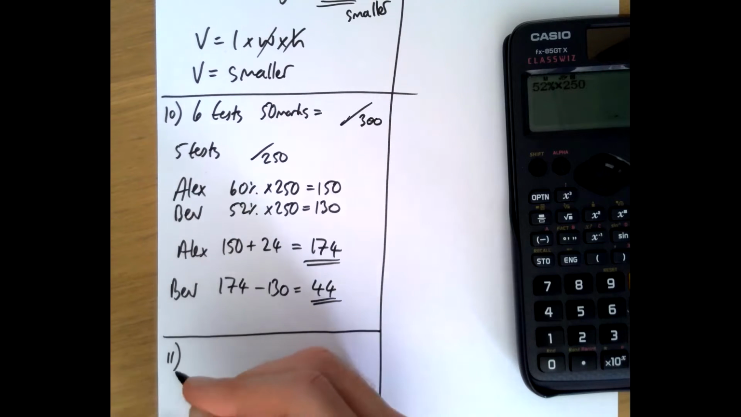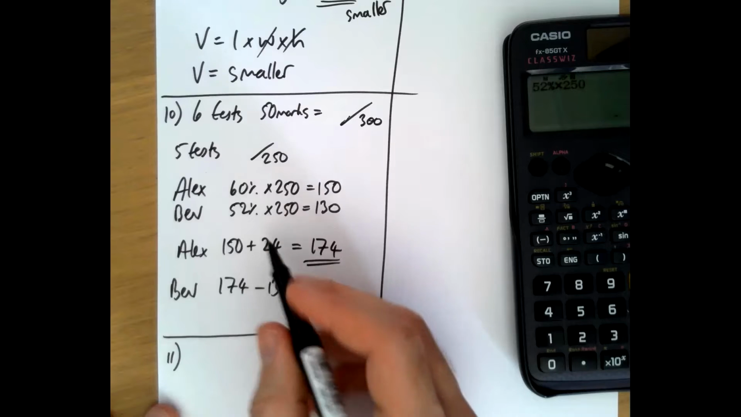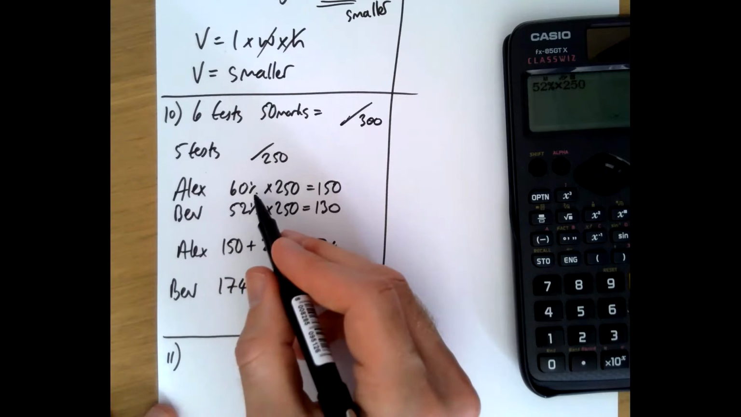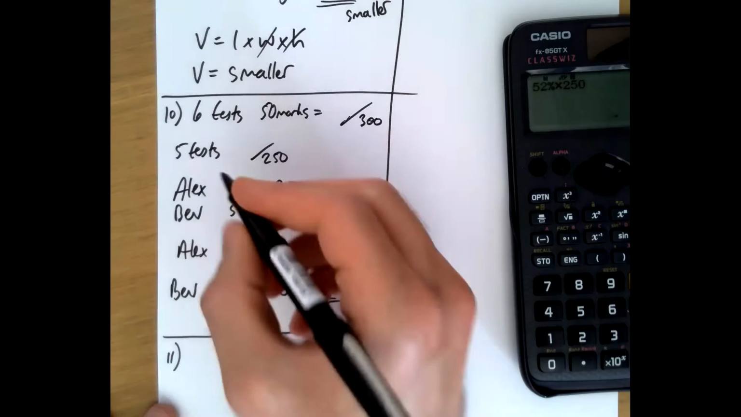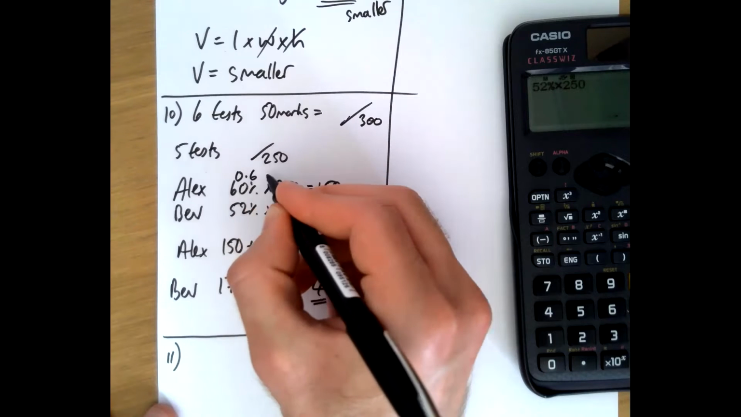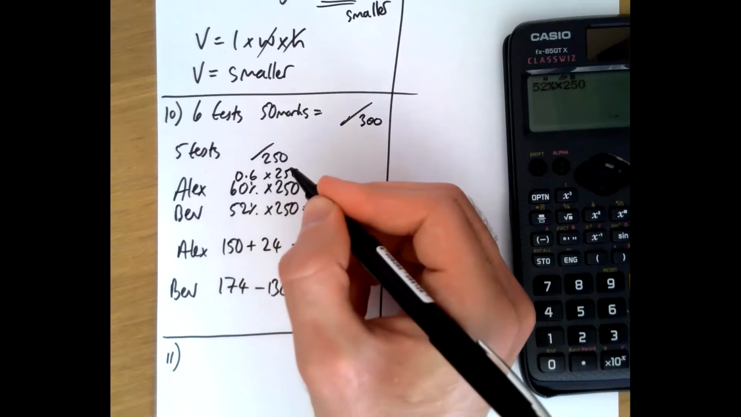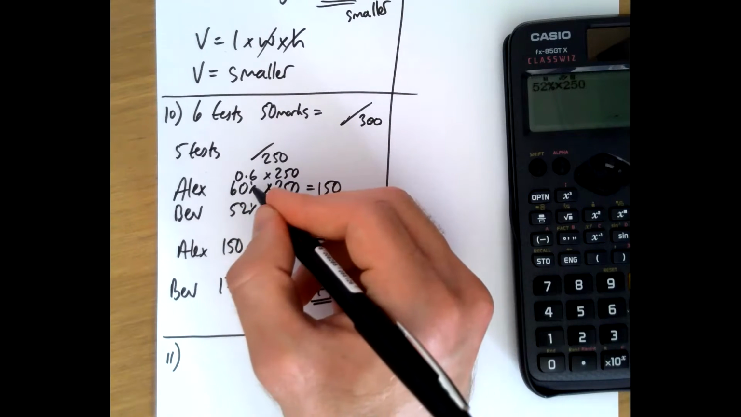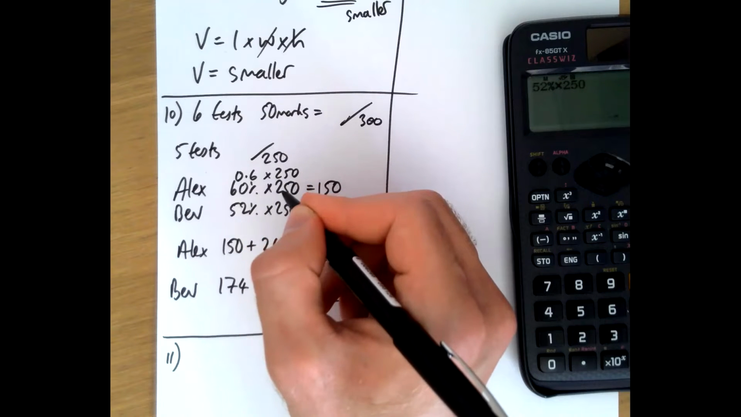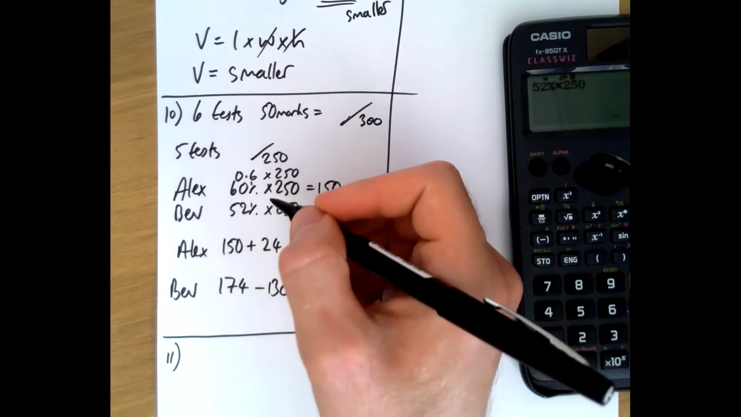Okay, in fact, let me just explain what it is. With 60%, all the calculator is doing is dividing it by 100. So some of you would prefer to have just done 0.6 times 250. That's all your calculator is doing. It's just doing 60 divided by 100 times 250. But I would just use the percentage symbol, to be honest.